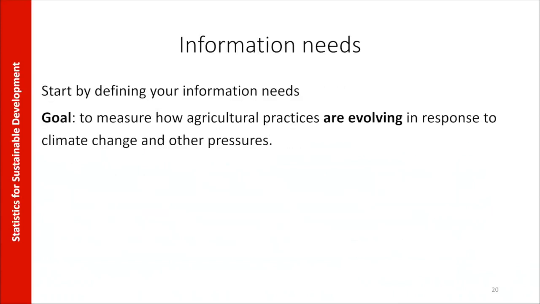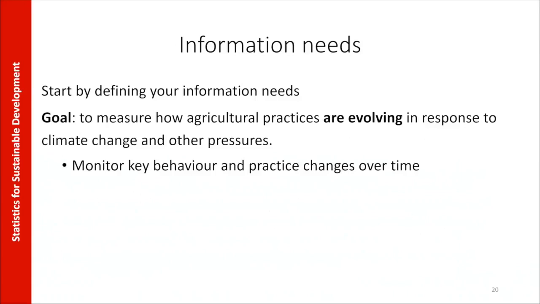So we started defining the information needs, and the goal was to measure how agriculture practices are evolving. Now I'm going to target this small part of the goal: are evolving in response to climate change and other pressures. So what does "are evolving" mean? The idea is to monitor the key behavior and farming practices, how this behavior and practices change over time.